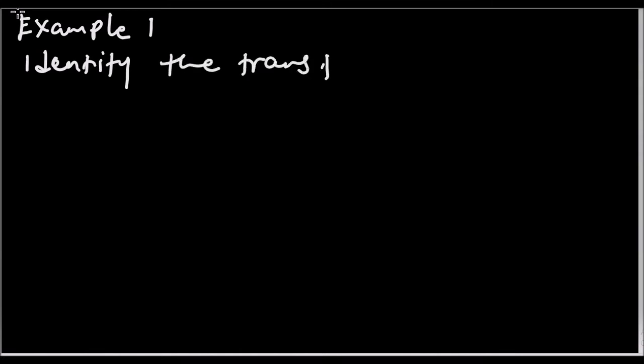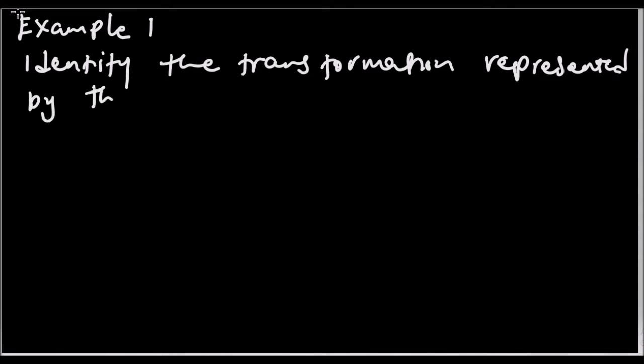So in our example 1, we are told to identify the transformation represented by the matrix (0, -1, 1, 0). So this is the matrix of transformation.